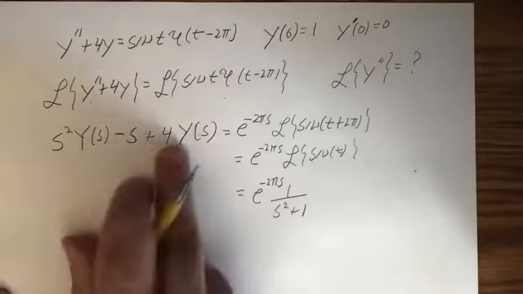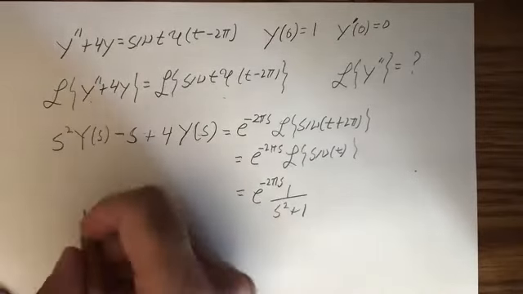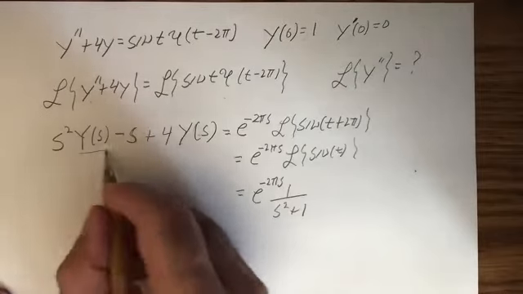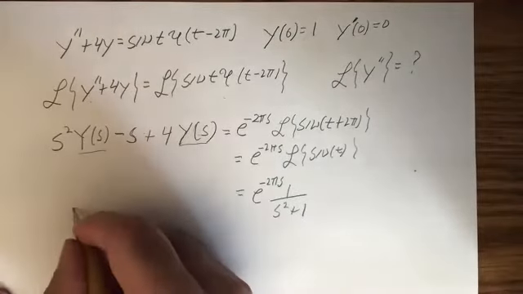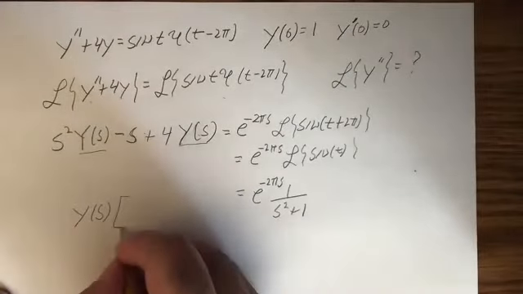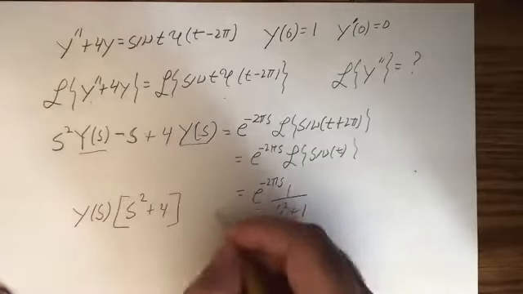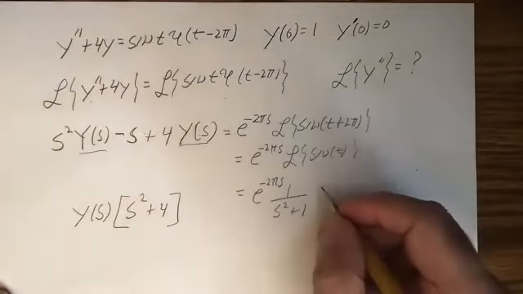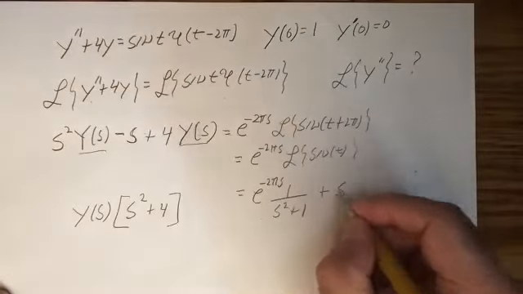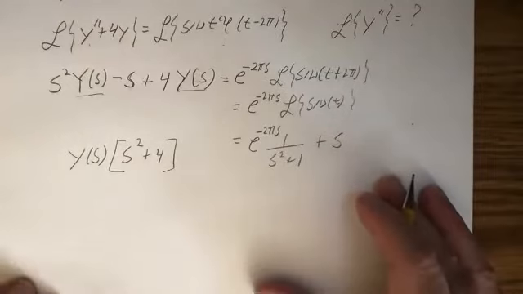Okay, so on this side of the equation, I could factor out, let's see. I want to solve for this. So we get Y of s times s squared plus 4, and it's all equal to this. And I'm going to bring this minus s over to here. Okay, so here's what I got now.